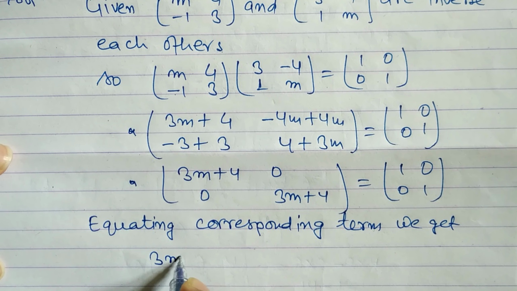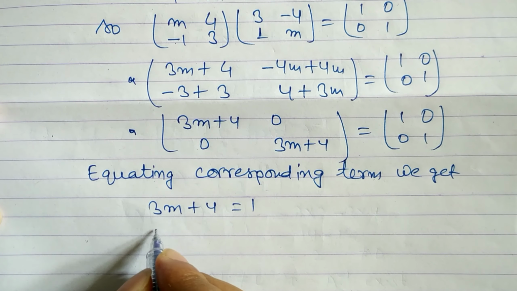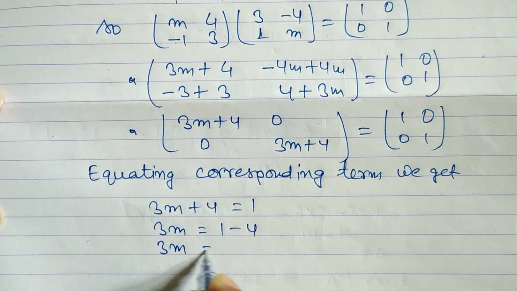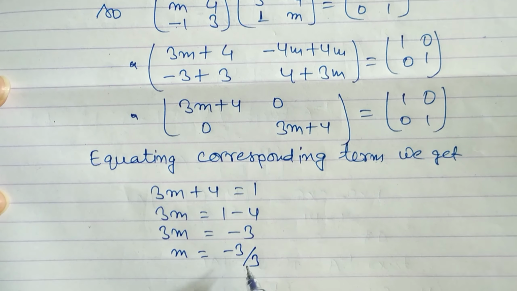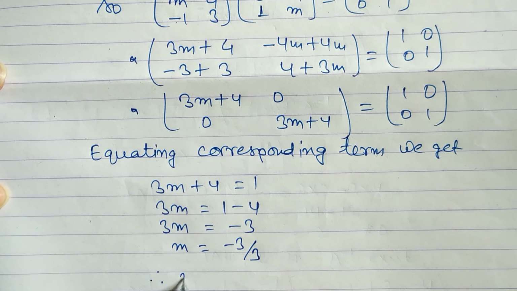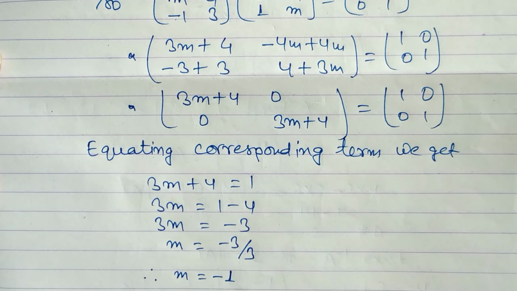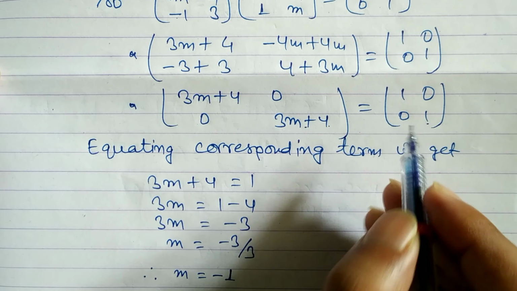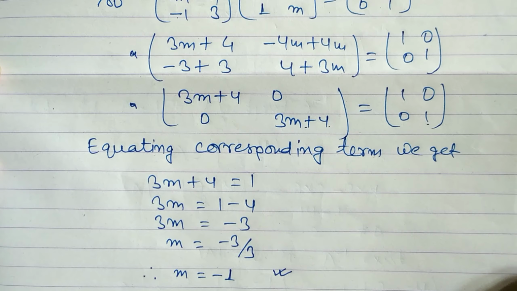So we get 3m plus 4 is equal to 1, and after that we have to solve and find the value of m. 3m is equal to 1 minus 4, 3m is equal to minus 3, so m is equal to minus 3 by 3, therefore the value of m is equal to minus 1, that is the answer. The other one also, 3m plus 4 is equal to 1, the same thing, so when you do it, you will get minus 1 only.